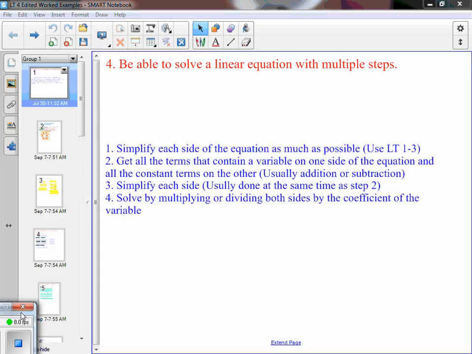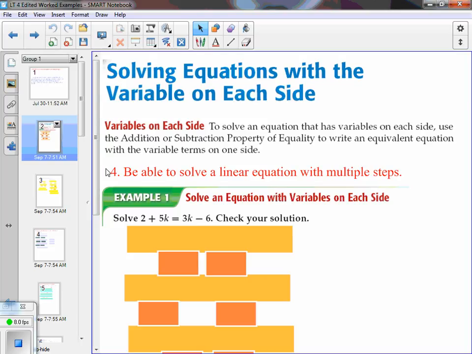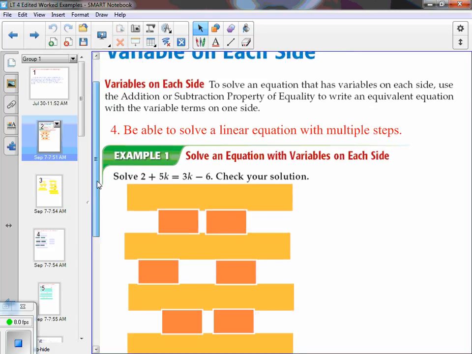Okay? All right, so we're going to go through a bunch of examples. So let's write these down. To solve an equation that has variables on each side, use the addition or subtraction property to write an equivalent equation with the variable terms on one side. That's what I said, right? Simplify, then get your x on one side. And look, it's not always x. In fact, it's never x, right? It's always, in this case, k or t or m, or they can't just stick with x because that's too simple. Okay. So here's our equation we're going to solve.